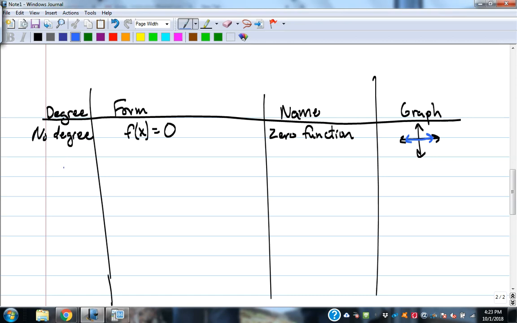All right. The next step up would be the 0 degree function, which is f of x is equal to some constant. And the constant when we're talking about polynomials is always this term a sub 0. That's the constant term. It just means this could be any number. So it could be like f of x is equal to 7. But there's no variable on that number. Okay? It's called the constant function.